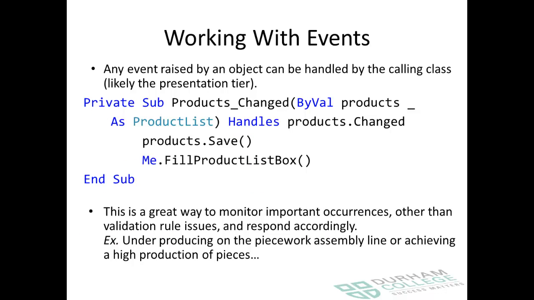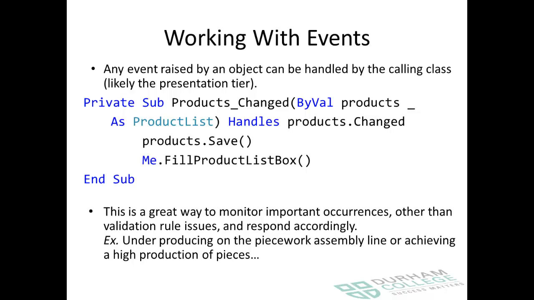Working with events, there's not going to be anything too surprising here when it comes to writing the event handler. It's simply a matter of writing as you would for a text change or button click event, that sub procedure, private sub, give it a name, take from the class definition the object type and give it a name as an argument, and then what it handles. In this case, it's going to handle the products object dot changed event. All this does is invoke a save method on a products object, a product list object called products, and then it does something called fill products list box.